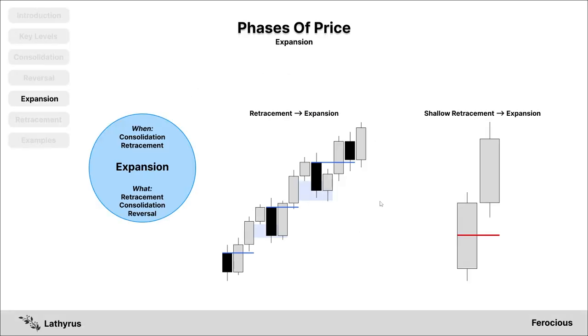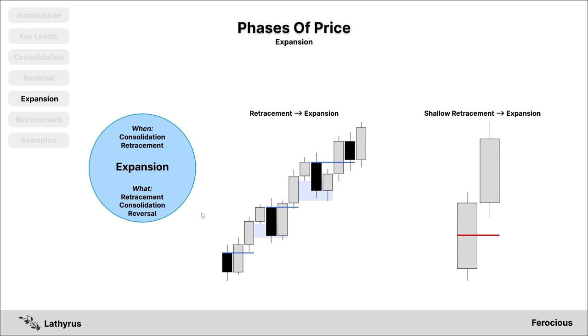The third phase of price I'm going to talk about is expansion. We can get an expansion after we had a consolidation or a retracement. And what can we expect after an expansion? We can expect a retracement, a consolidation, or a reversal in price. Expansion is really important to understand because three things can happen after we get an expansion. And this is the main thing I'm using in my trading. So stay tuned for the end of the video where I go over the examples of how to apply this in the real market.